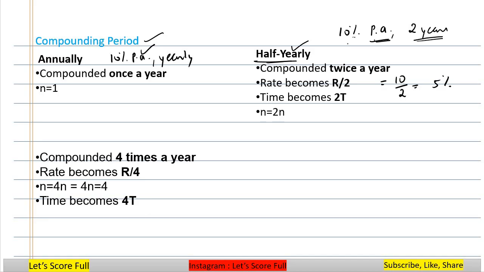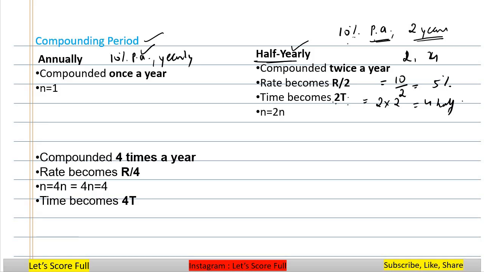And it is 2 years, so in 2 years, how many half years are there? In 1 year, 2 half years, right? Because 1 year means 2 half years. So in 2 years, there are 4 half years. So I need to double the time period. There are 2 years, so 2 into 2 means 4 half years. In this case, I'll take the time as 2t, 2 and whatever the time is.